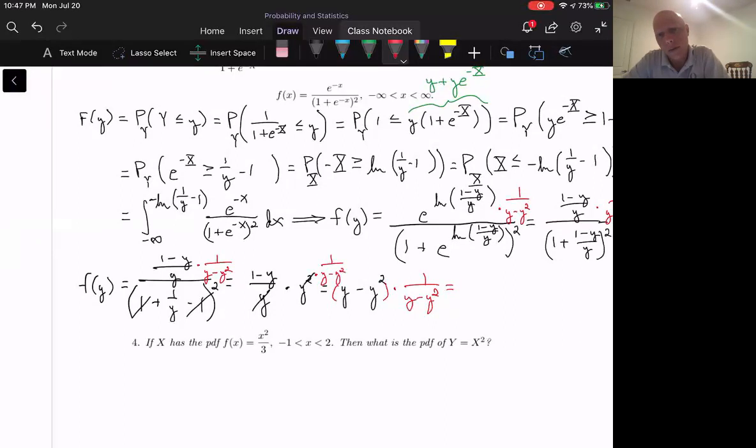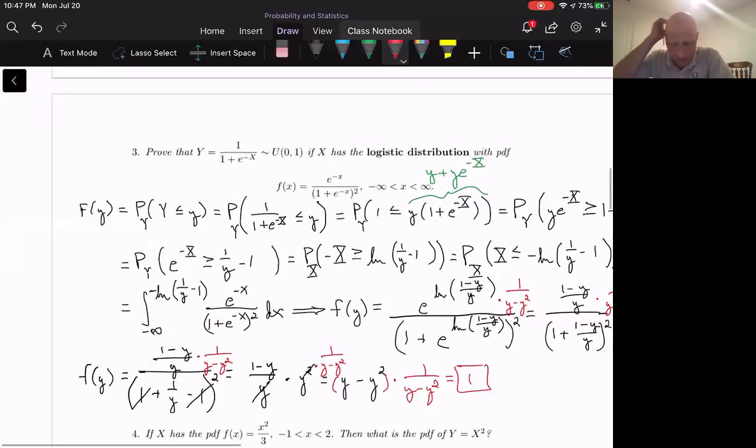What do you get when you multiply those two, or divide appropriately, whichever way you do it? You get 1. So we get 1. Now let's figure out what the support is.